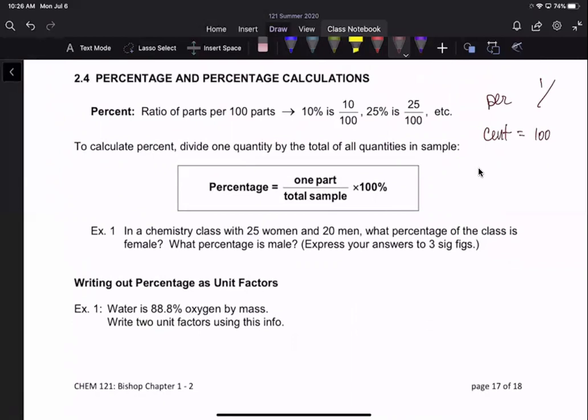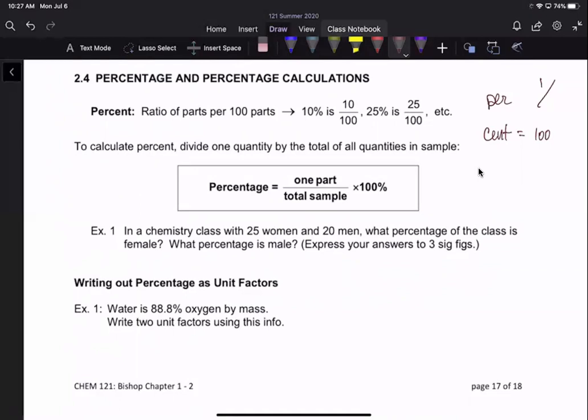When we look at a percentage, we are taking one part out of the total. And so we could think about the percentage of men and women per class, and this just says expressed to 3 sig figs, and this is assuming that nobody's identifying as non-binary in this particular class. I find that seldom true anymore.